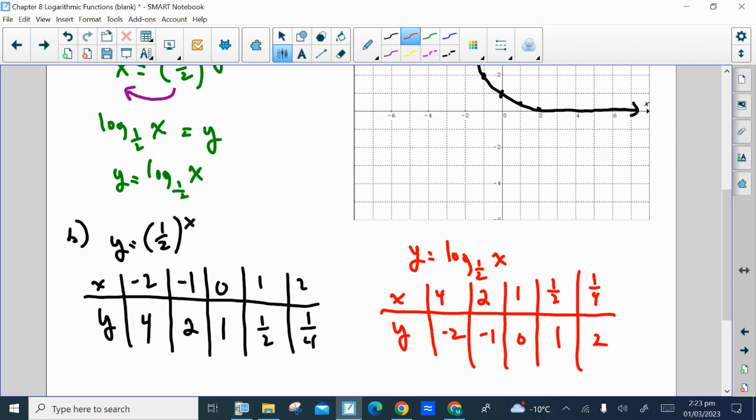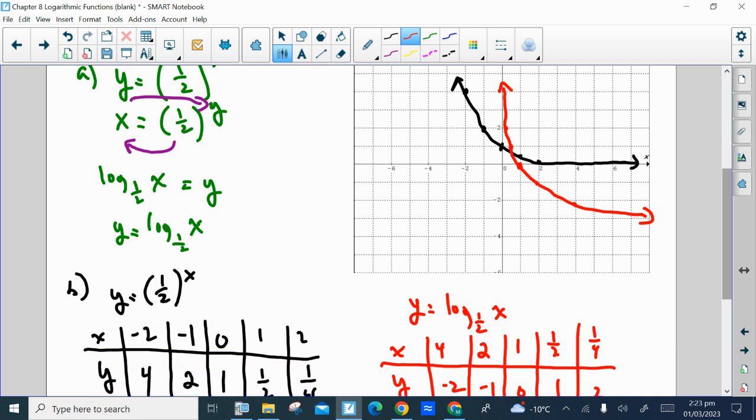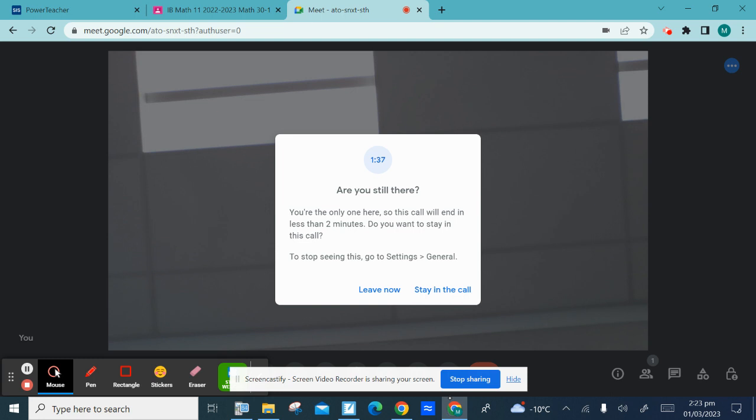So I've got the points (4, -2), (2, -1), (1, 0), (1/2, 1), and (1/4, 2). Again, this is a decreasing function because the original is also a decreasing function. So that's what the graph of the inverse will look like, the graph of that logarithmic function.